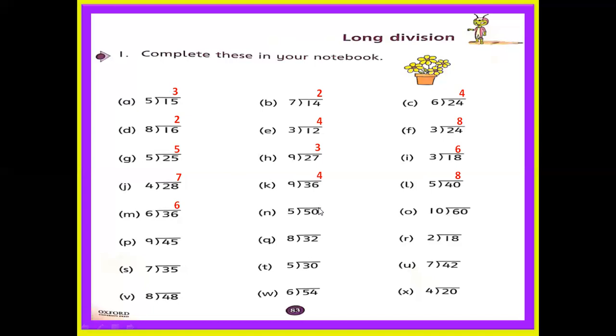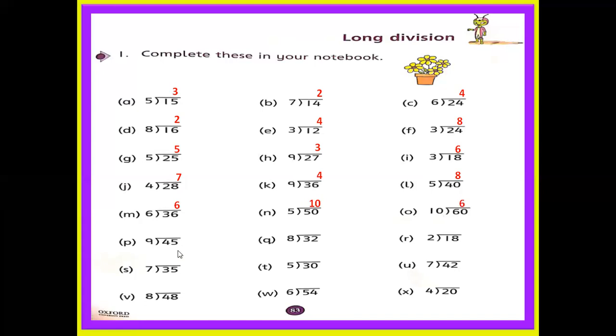So, what is our answer? 10. So, here 50 is dividend, 5 is divisor, and 10 is quotient. Part 6: 60 divided by 10. In the table of 10, 10 ones are 10, 10 twos are 20, 10 threes are 30, 10 fours are 40, 10 fives are 50, and 10 sixes are 60. So our answer is 6.